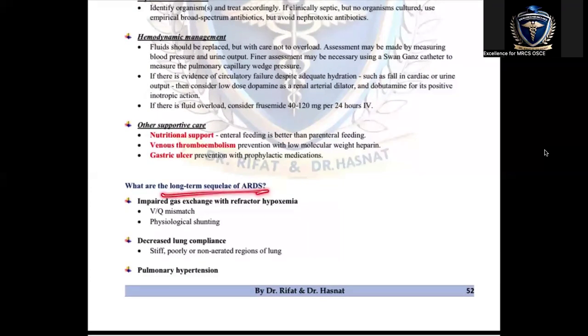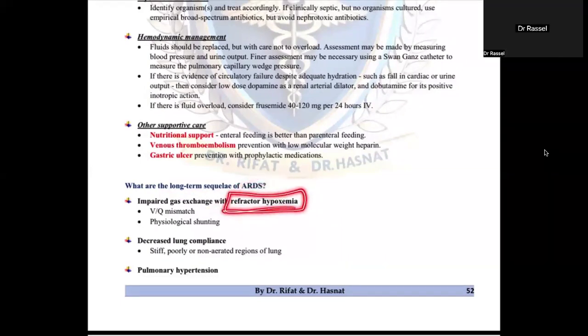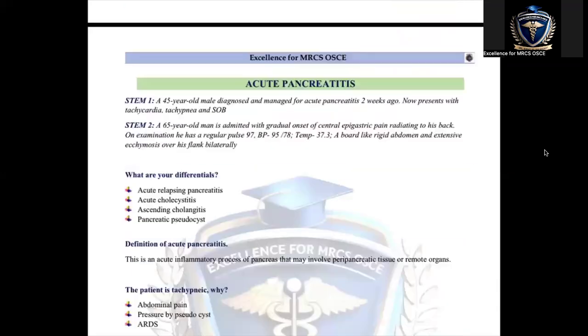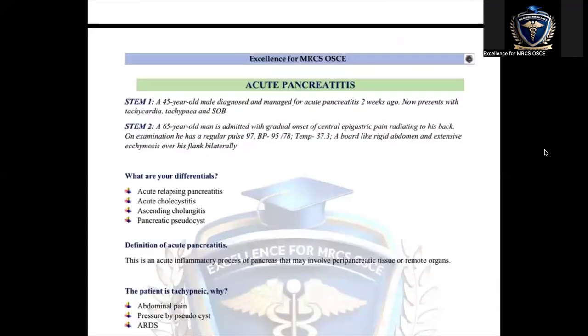So the long term sequelae: one is refractory hypoxia. What is refractory hypoxia? You are giving oxygen, but the hypoxia is not improving, it cannot be corrected after giving oxygen. The other sequelae are decreased lung compliance and pulmonary hypertension. That's the end for this station. Okay.